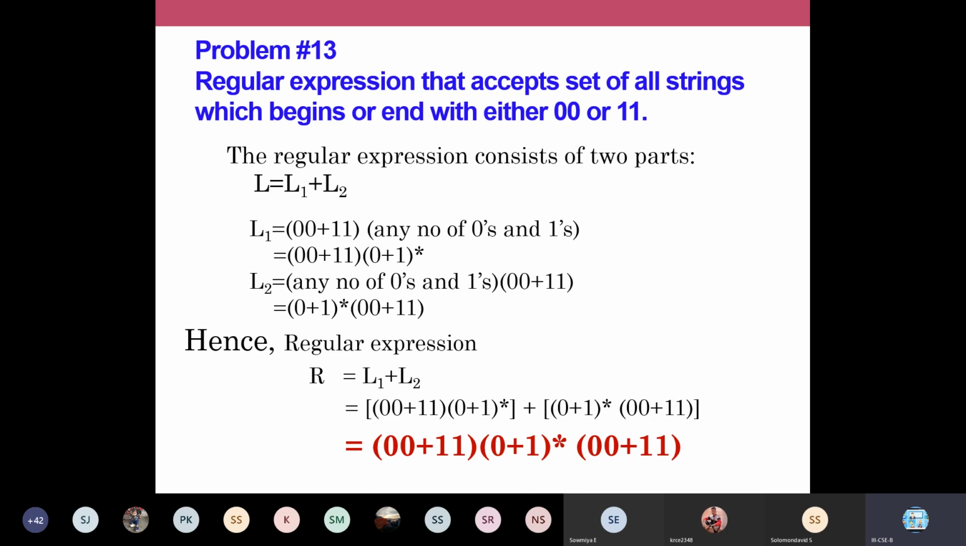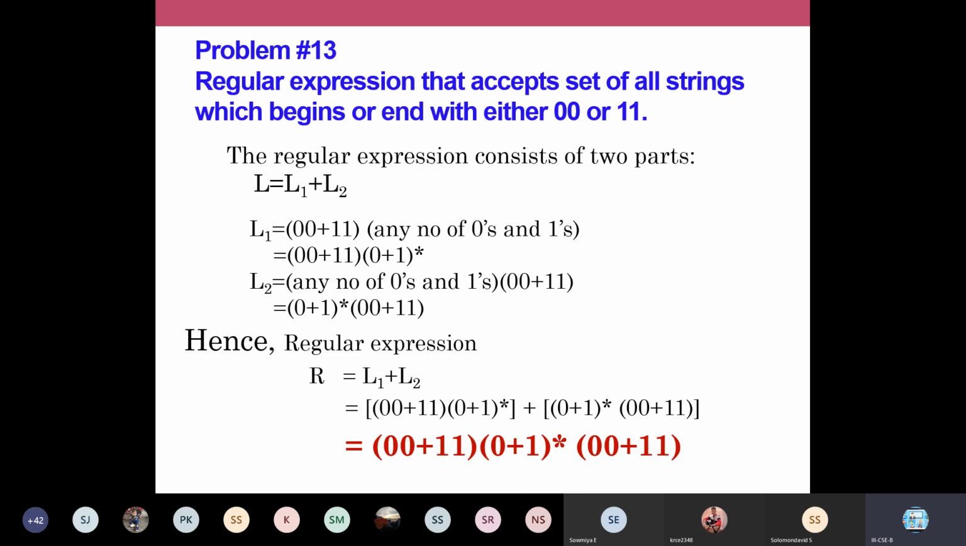So this problem has both beginning with and ending with condition. And what should come in the beginning or in the end is either 2 zeros or 2 ones. So like that you have to define your regular expression. To solve this, we can split the regular expression into two parts, language 1 and language 2, since they have given it as or. So for this or, I've taken the union. Set of all strings beginning with 00 or 11, I've defined as L1, and set of all strings ending with 00 or 11, I've taken as L2.